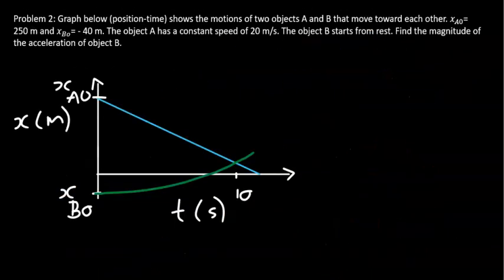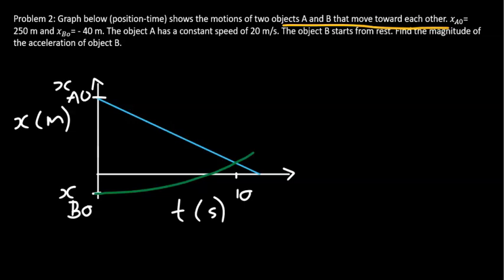Problem 2. The graph below shows the motions of two objects, A and B. So we are dealing with a position-time graph. The blue graph refers to object A, and the green graph refers to object B. We are told that these two objects move towards each other. We are given two coordinates. These are the initial coordinates.